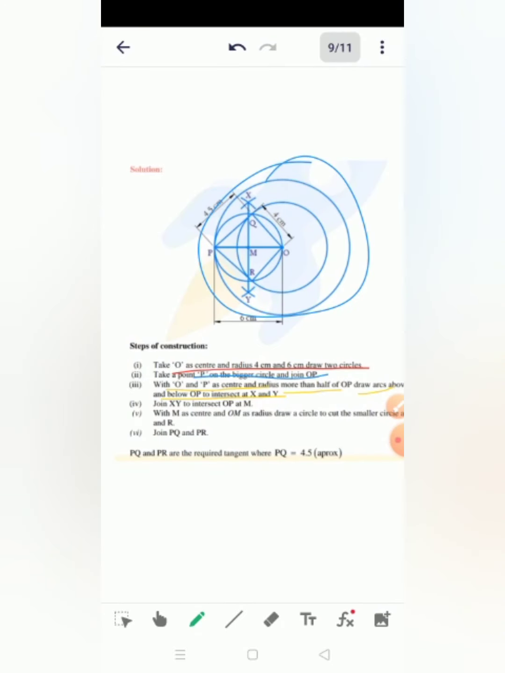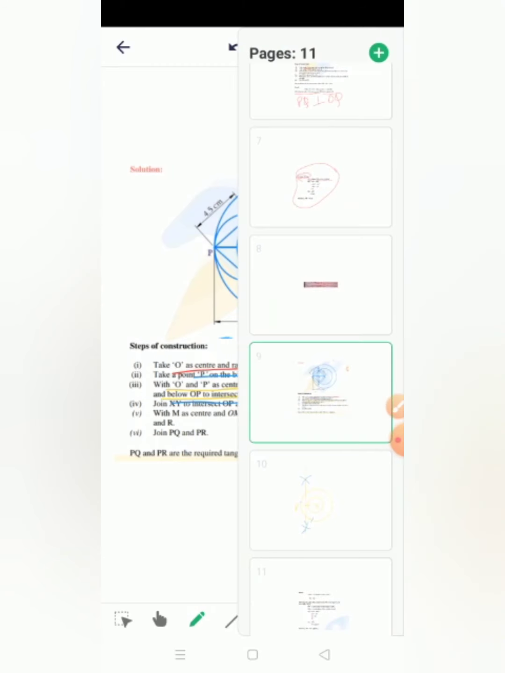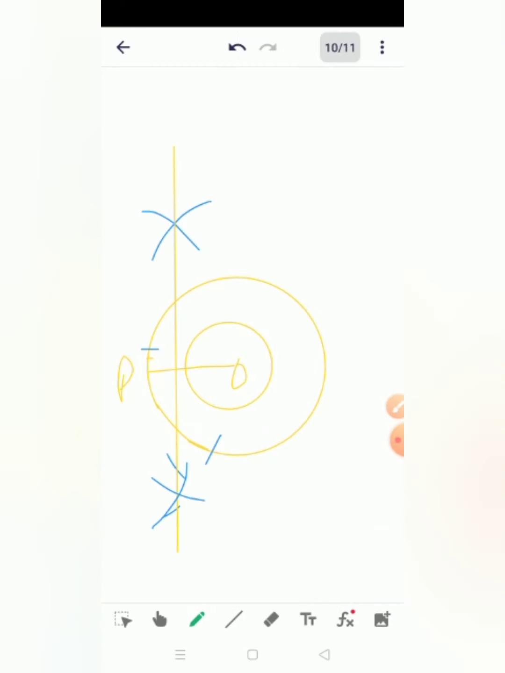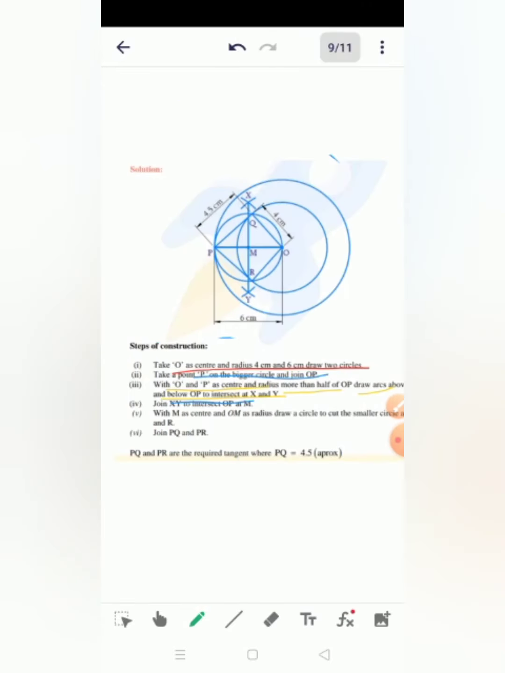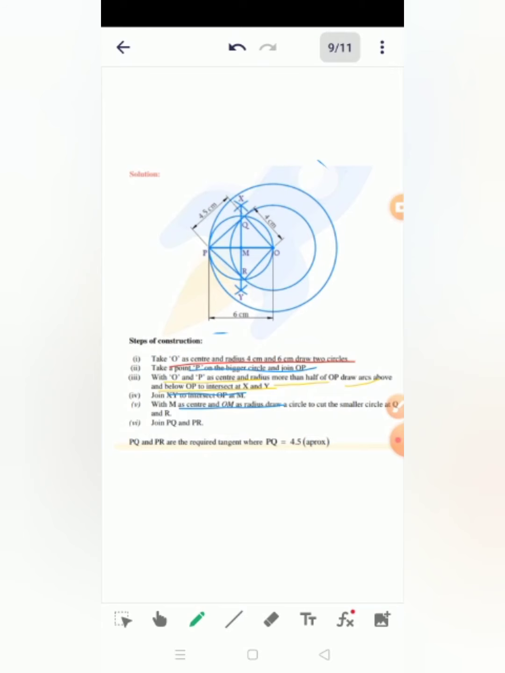And after that, what you are asked to do is join XY to intersect OP at M. They are telling us to join XY. This is X and this is Y, and XY intersects OP here. This point is M. After joining XY, the next step is, with M as center and OM as radius, draw a circle to cut the smaller circle at Q and R.